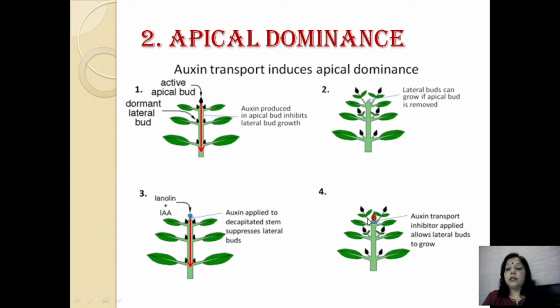Here another plant hormone, cytokinin, also works, which acts as an inhibitor of the auxin transport and helps to overcome the apical dominance.